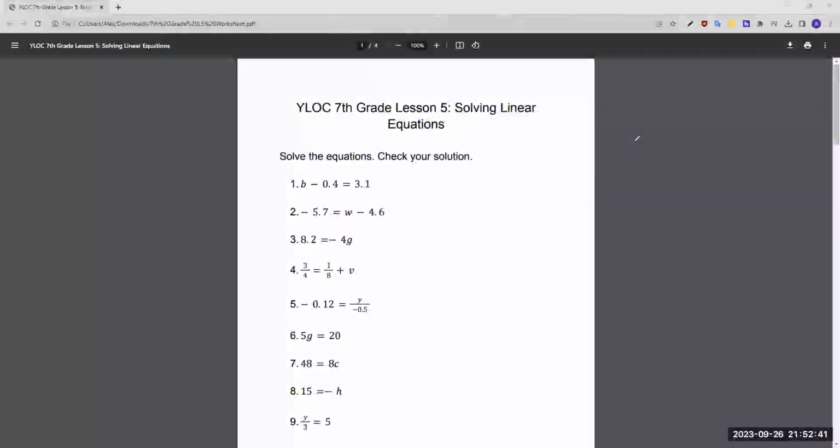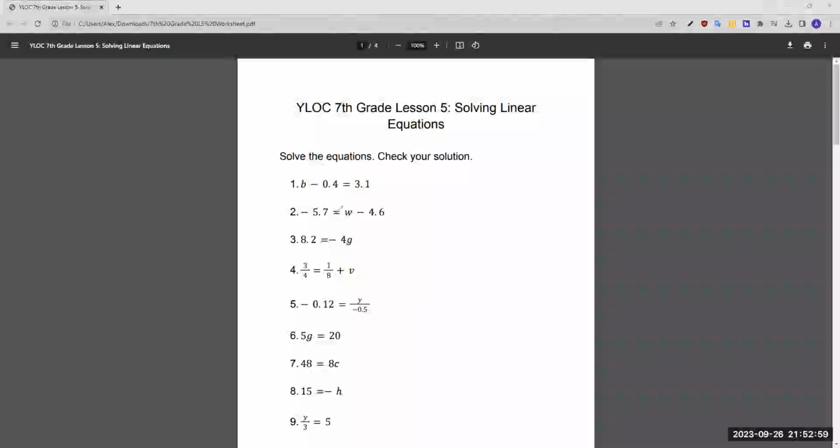Hi guys, today we're going to be doing 7th grade lesson 5, solving linear equations. Let's start off by solving the equations and checking your solution. And today we're going to be doing all the evens. Number 2, negative 5.7 equals W minus 4.6.